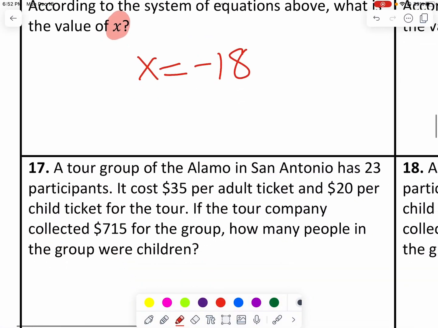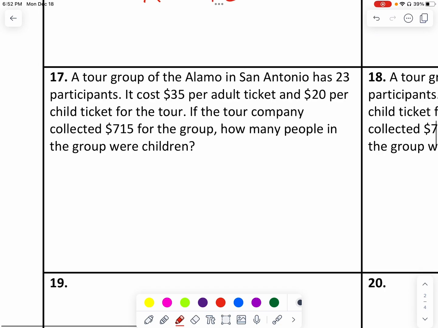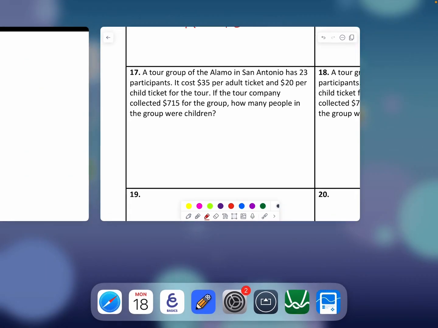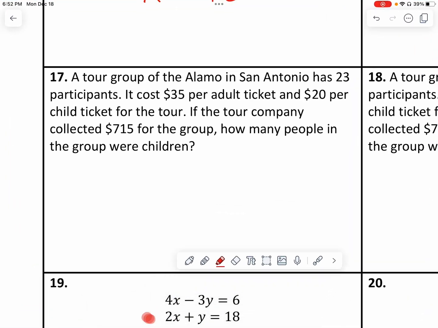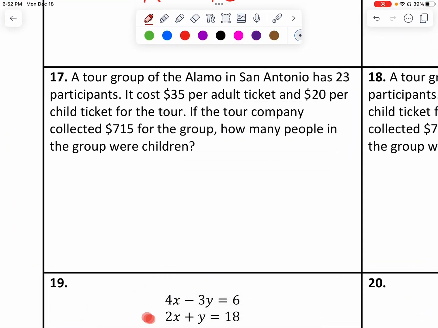So now let's look at a word problem. Woohoo! We love word problems, right? So don't know why. Whoa, more technical difficulties. We're doing great today. There we go.